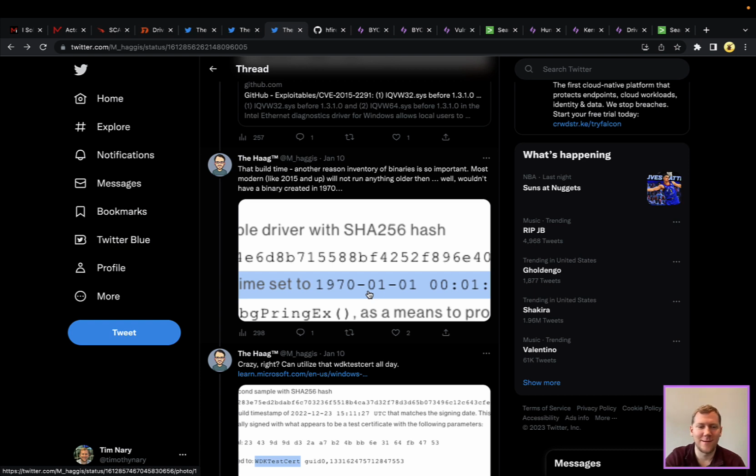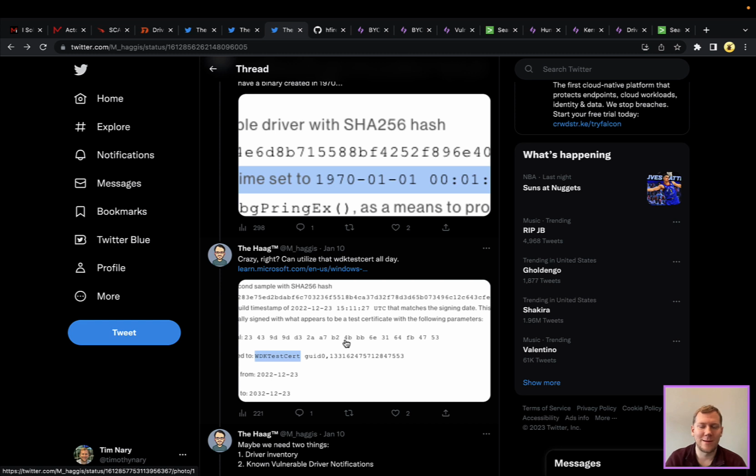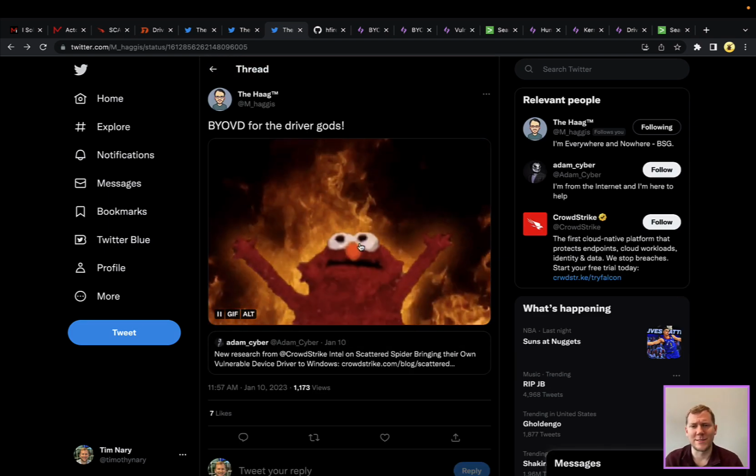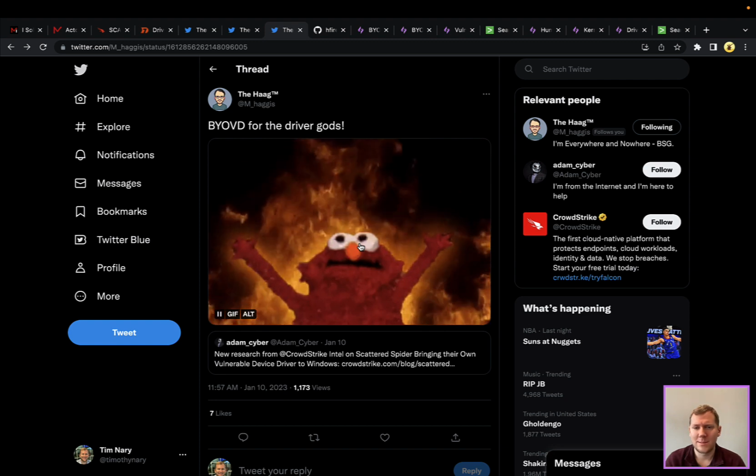Again, good for hunting. Another one here that he pointed out was the Windows Development Kit test cert. So yes, when you're developing a driver of your own, you can sign it yourself with a test cert and use that to install on systems, and that is another way to get a signed driver. So again, things like that we'll definitely see a lot more in the coming year, and we'll see this threat a lot.